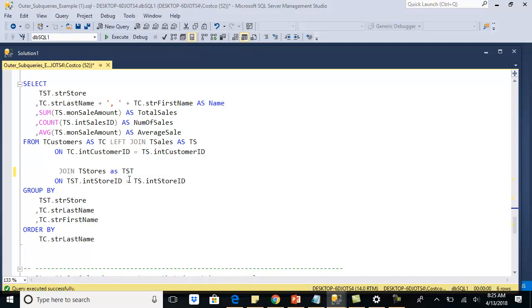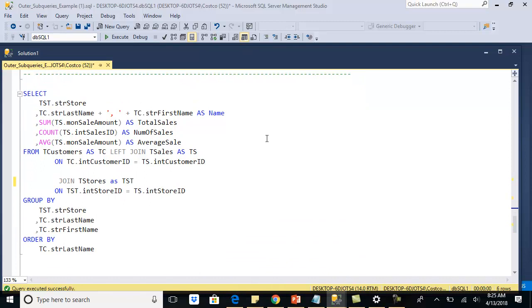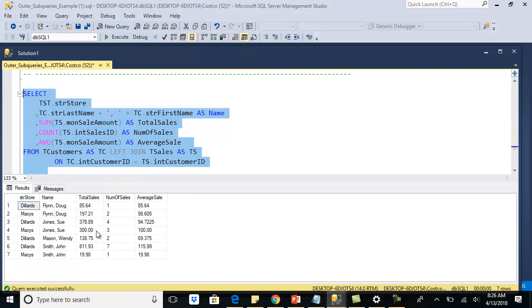With that said, now we sit back and look at this. What we're doing here is looking at, in aggregate, the total number of transactions, total amount spent, and average amount per transaction for all customers for all stores. Include those customers that had no transactions. If we run this, you'll see we got everything, but we're still missing those who did not buy anything. What happened to those couple people with the zeros?